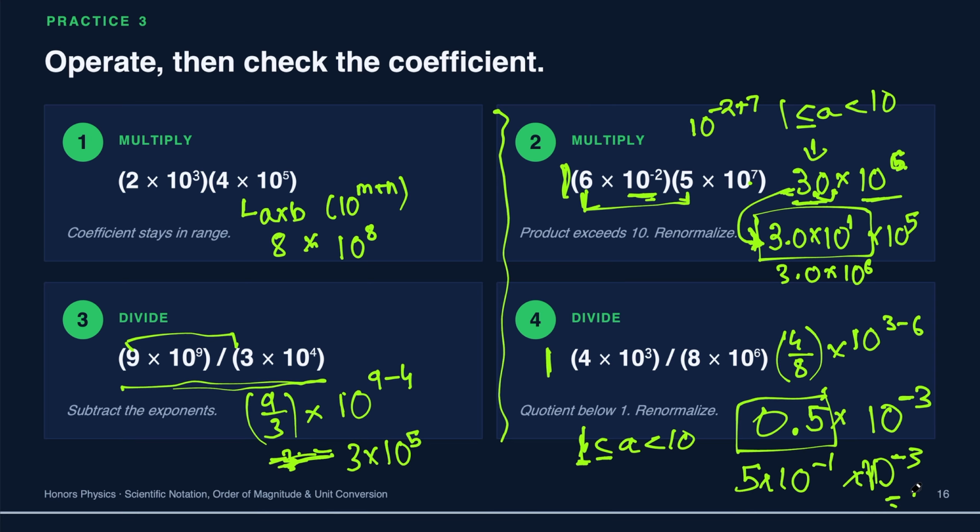And it becomes 5 times 10 to the negative 4. Because negative 1 and negative 3 would add, right? When you multiply two of the same base, you add the exponents. So negative 1 plus negative 3 is negative 4.